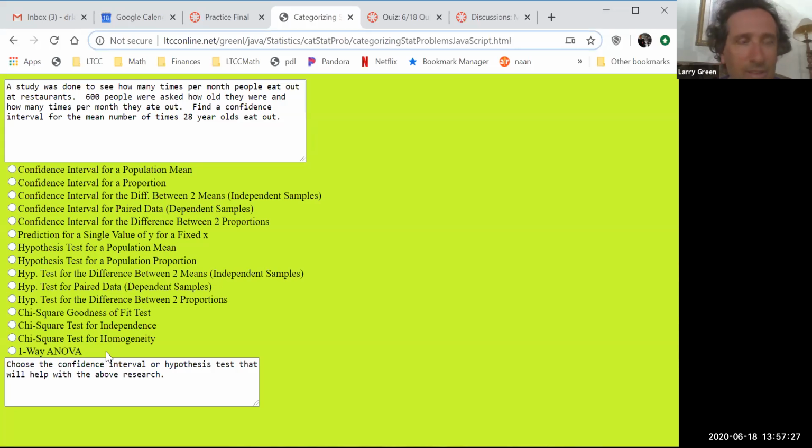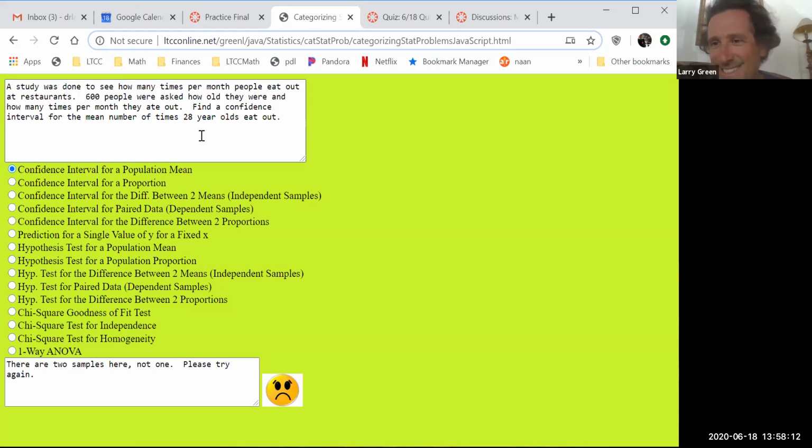Okay, and I'll read one of these. A study was done to see how many times per month people eat out at restaurants. Okay, and by the way, this was done before COVID. 600 people were asked how old they were and how many times per month they ate out. Find a confidence interval for the mean number of times 24-year-olds eat out. Okay, this one's actually pretty easy. So this one is, maybe I'll do another one also. It's a confidence interval for a population mean. Wait a minute, find a confidence interval for the mean number of times. 28, no, see, it isn't. I didn't read it enough.